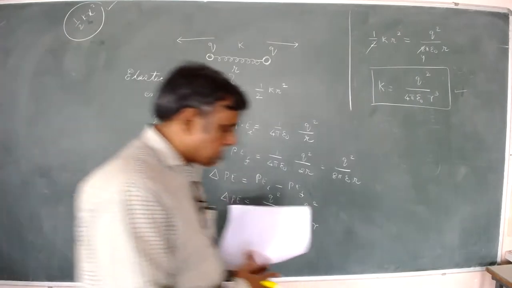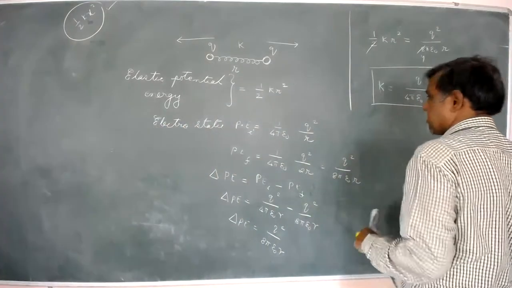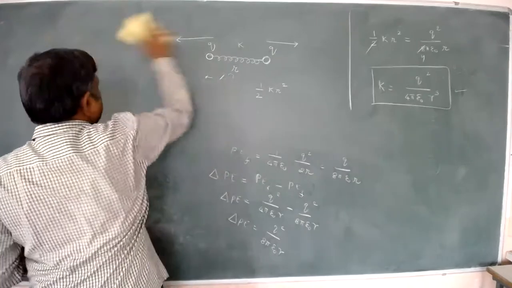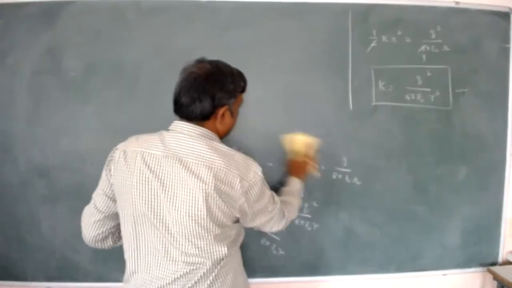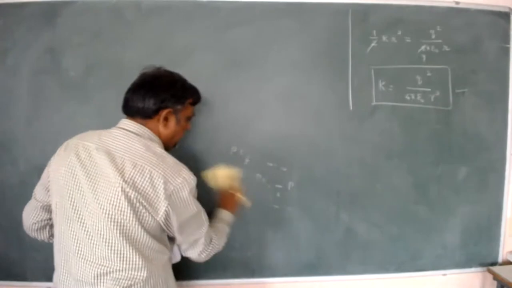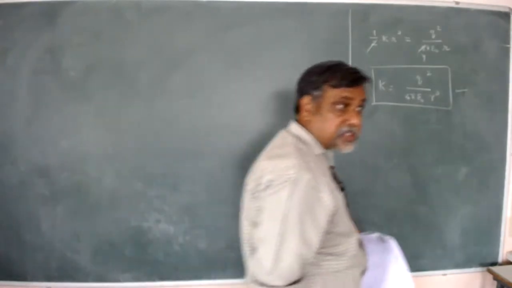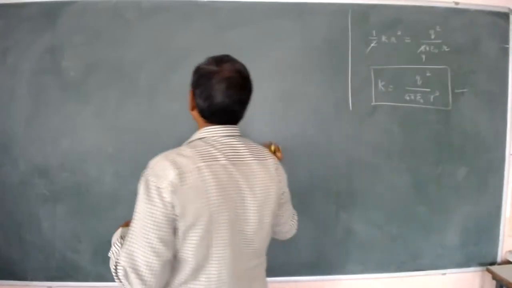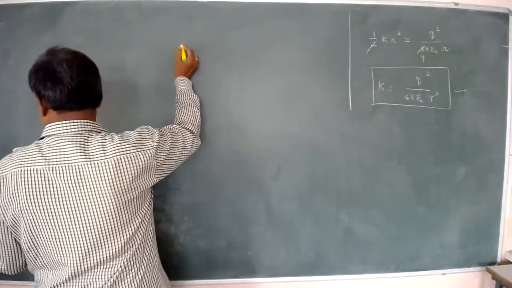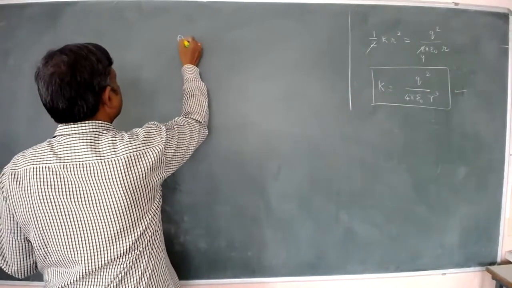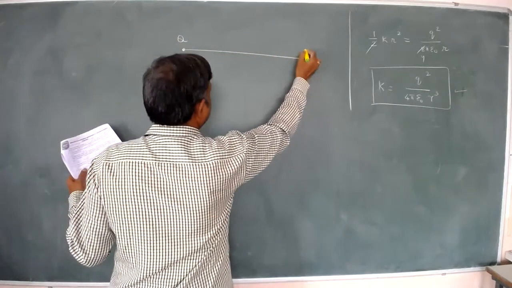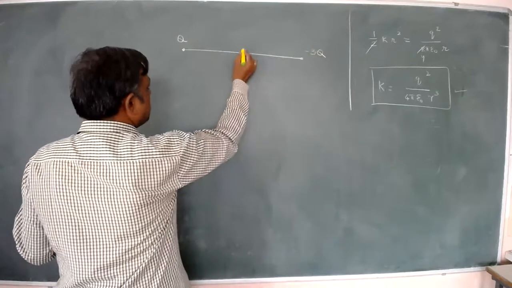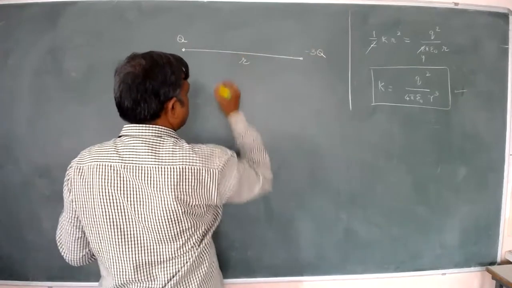Okay, so look at this. There are two charges given over here. The first charge is of magnitude Q, and the second charge is minus 3Q. These two charges are separated by some distance, let us say R, between them.